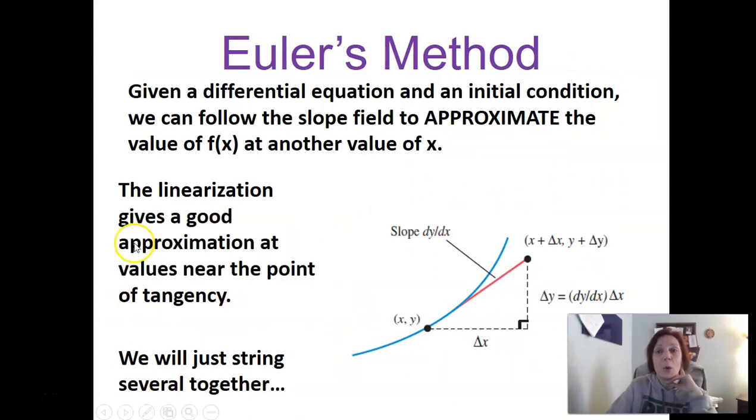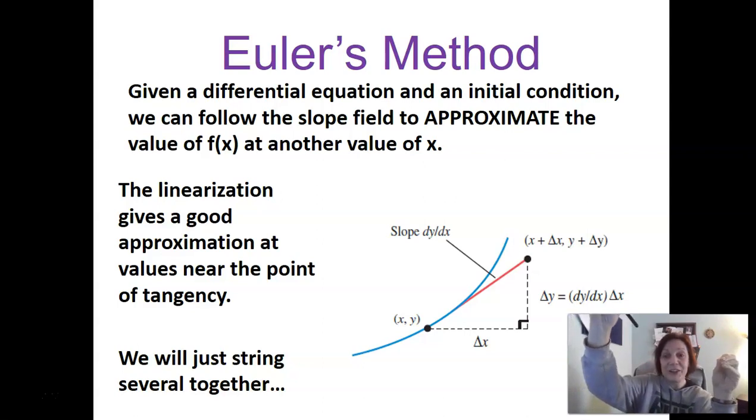Okay, Euler's method is a process that we use to navigate through a slope field to get from the point I know to the point I want to know. Okay? It's literally just mathematically following a slope field instead of visually following a slope field.